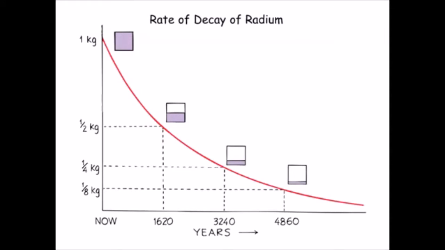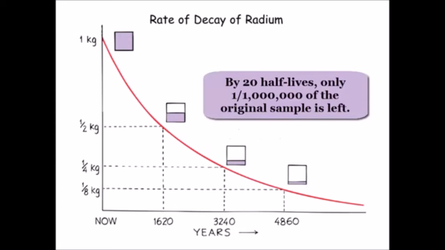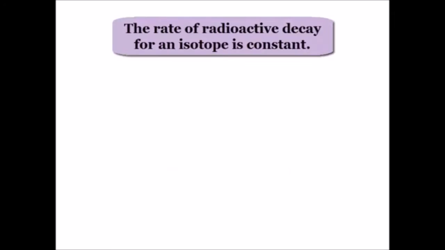Radium-226, for example, has a half-life of 1620 years. This means half of a given specimen of Ra-226 will undergo decay in 1620 years. In the next 1620 years, half of the remaining radium decays, leaving only 1/4 of the original number of radium atoms. After 20 half-lives, only 1/1,000,000 of the original sample is left.